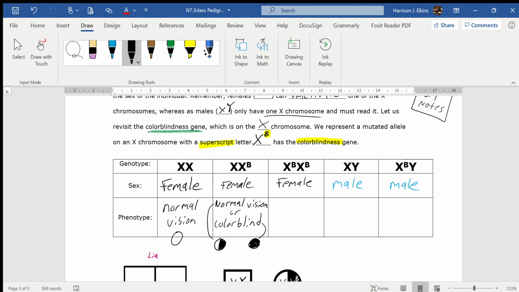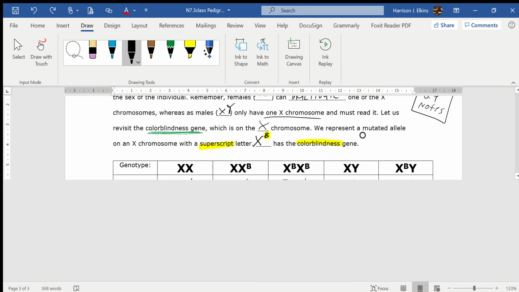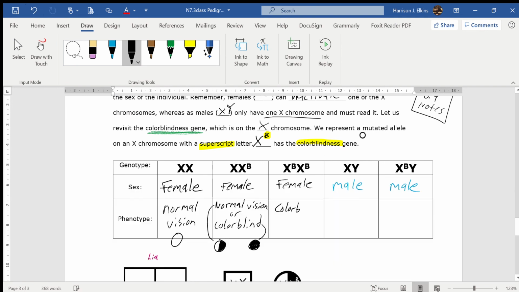And the female here, I should have drawn those circles for the other ones. Okay, the female here has to be affected because even if she inactivates this chromosome, she's still got the mutation. So if she has two copies of the mutation, she's done for. She can't see color. All right, so she's colorblind. Now here, let's look at this guy. Does he have a mutation on his X chromosome? He does not. So he just sees normally. But now this dude, he has one here. Can he inactivate this? No, he can't, because he has to read it. The X chromosome has some pretty essential genes on it. So he has to read it. So he would be colorblind. Notice there's no carrier for the males.